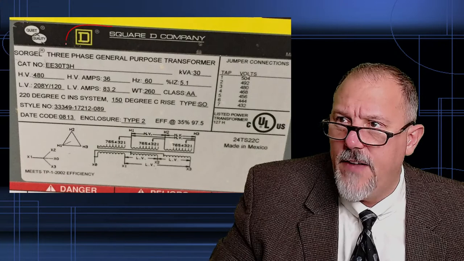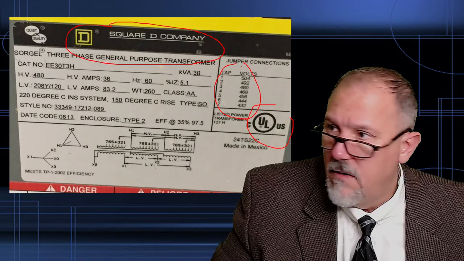Okay, there's another one. Here's another one. This is a three-phase general purpose. I've got my manufacturer's symbol up here. I've got my UL label. I've got my taps for my voltage on this.